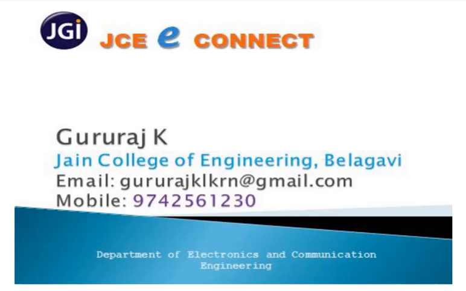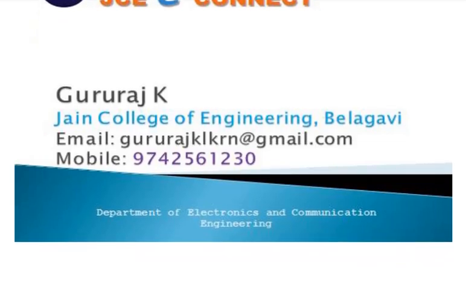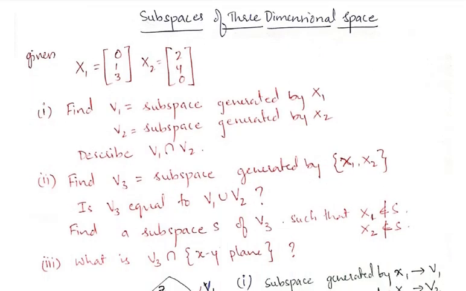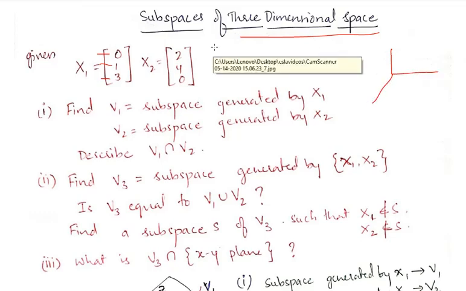Hello all. Today we will try to visualize vector space and subspaces by taking an example. Given that x1 is equal to (0, 1, 3), x2 is equal to (2, 4, 0). You can see there are three components in this column vector. These are the two column vectors x1 and x2. Three components means it is a three-dimensional space, so we will have a graph something like this, an xyz plane.